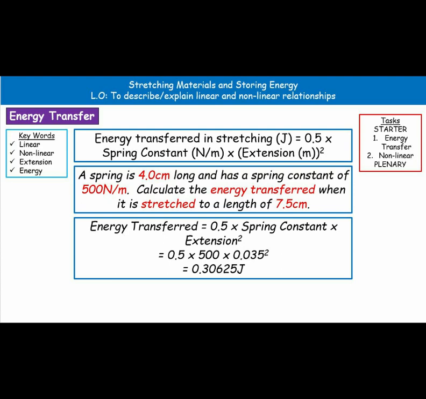So once we've typed that into our calculator we should come out with a value of 0.30625 joules. So make sure you've got that example written down and understand those key steps. If there's anything you're not sure of then obviously ask in the chat window so that we can run through it.